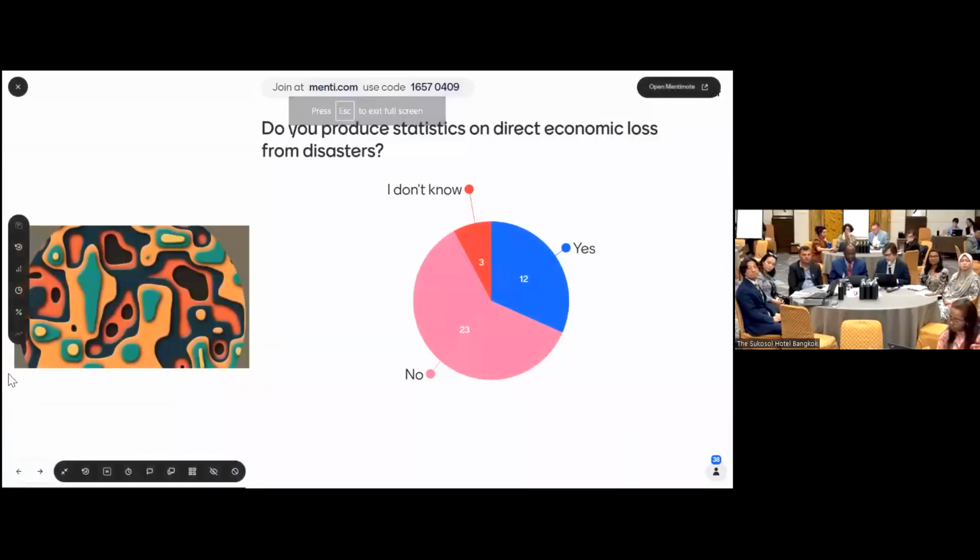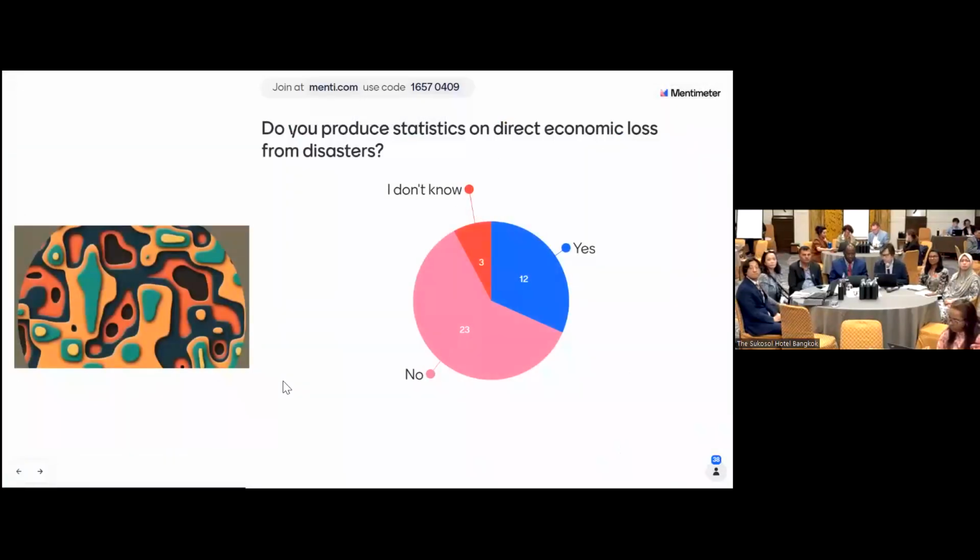So the first question is very simple. Do you produce statistics on direct economic loss from disaster? Most of them, more than 50%, said no. And no wonder, because it's so difficult. Some of them have attempted, yes. Then there are 3 respondents who say, I don't know.